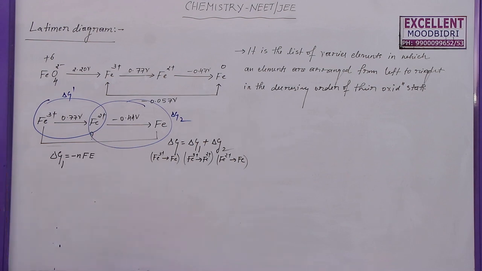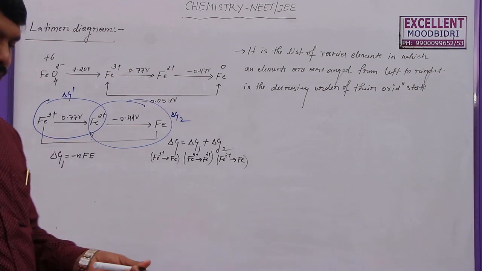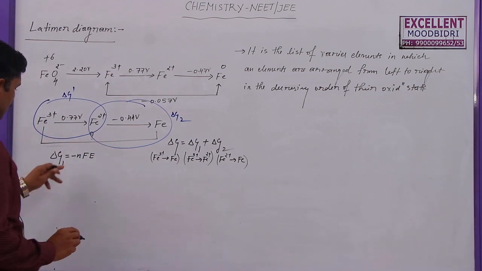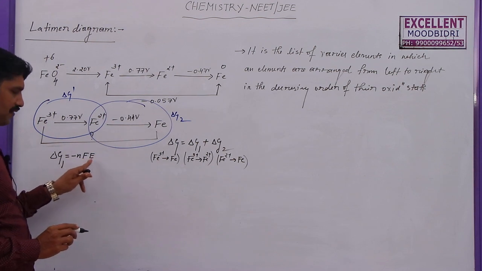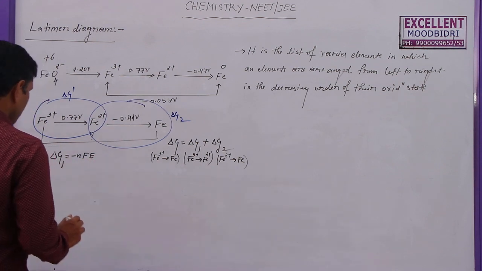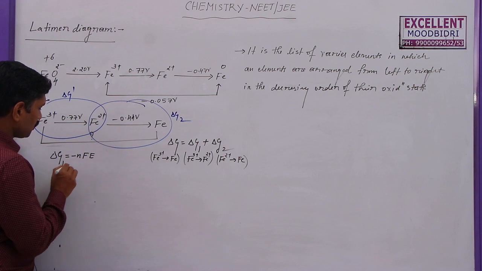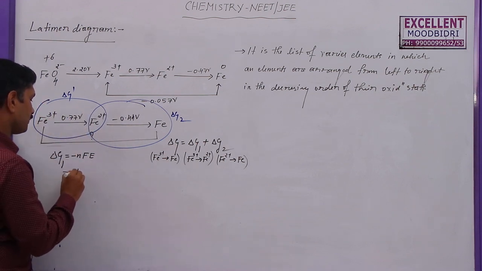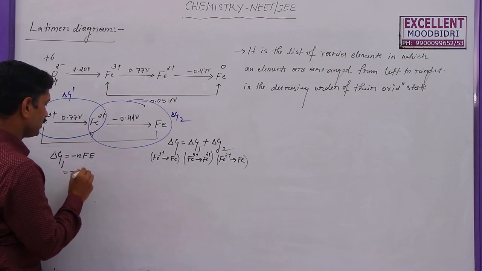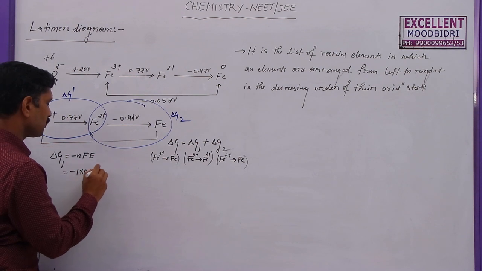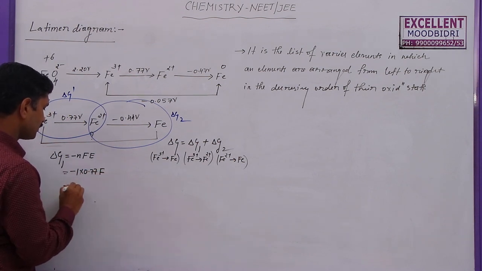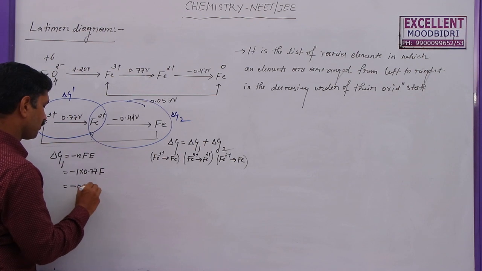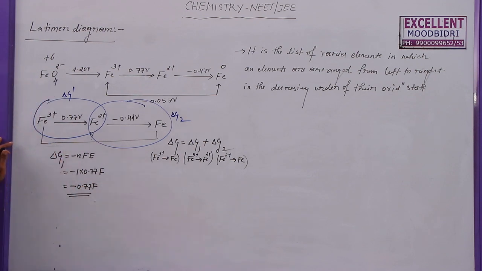So how to find out here? First of all, find out delta G1. Delta G1 is equal to minus nFE. So delta G1 is minus n, the number of electrons transferred. What is the number of electrons transferred here? 1. Next, F is a constant. What is the E value? They have given 0.77, times F. So the answer is minus 0.77 F. This is delta G1.